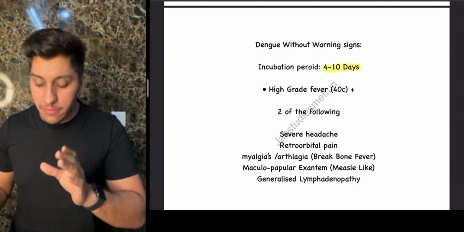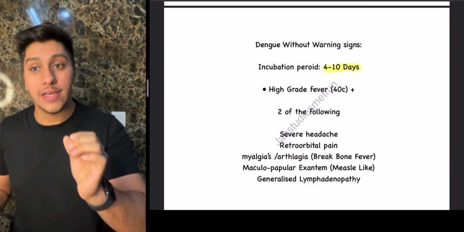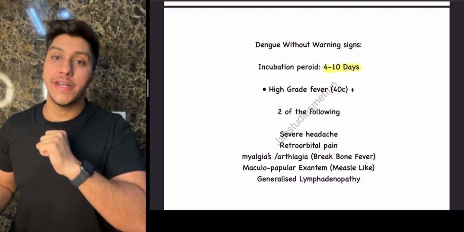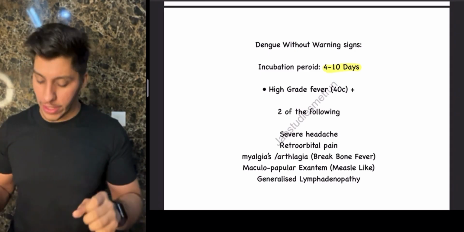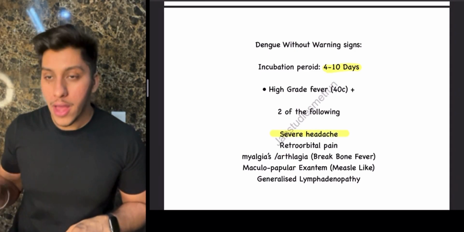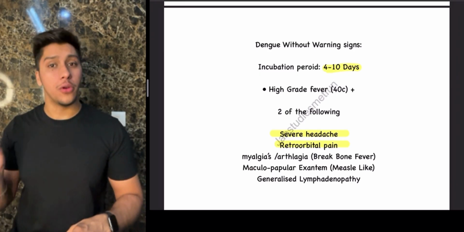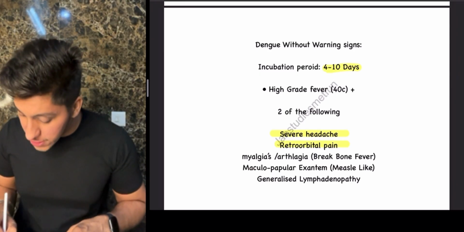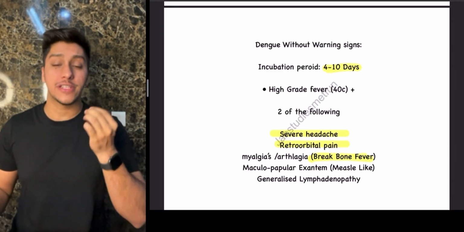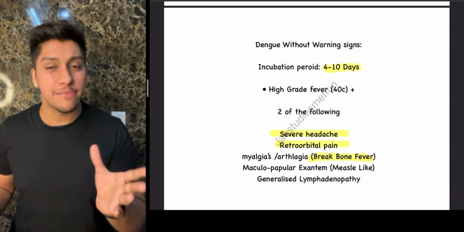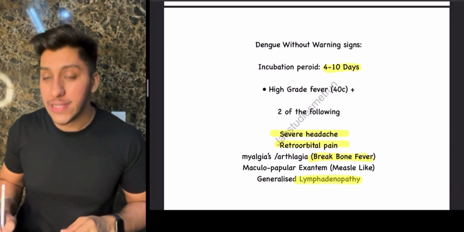Along with this, remember the symptoms you get in dengue without warning signs. First, you get high grade fever up to 40 degrees Celsius. Along with it, any two of the following: severe headache, retroorbital pain, myalgia, arthralgia, severe lower back pain. That is why this is also known as break bone fever. You might even have a rash, especially on the trunk. There is a maculopapular rash, which sometimes looks like the rash of measles in a child. Along with this, you will also have generalized lymphadenopathy.